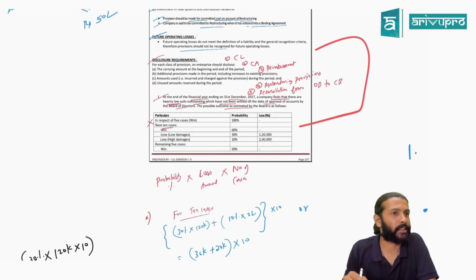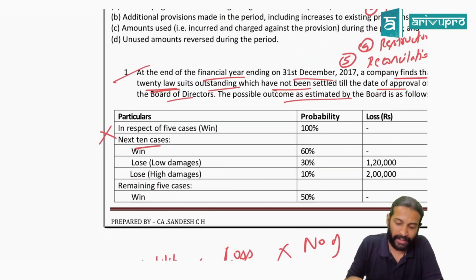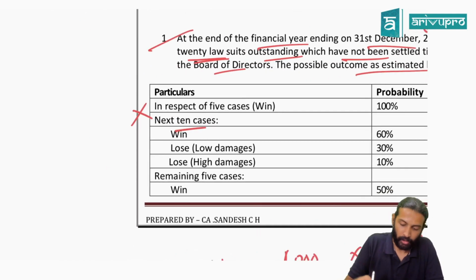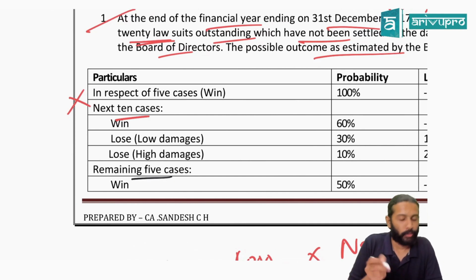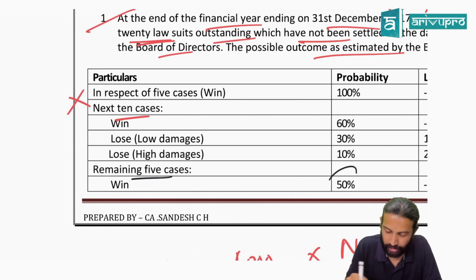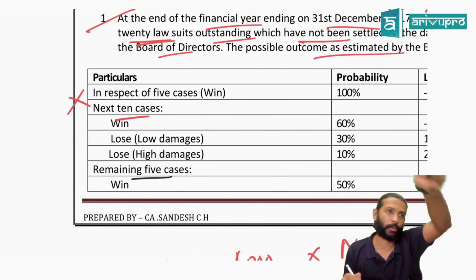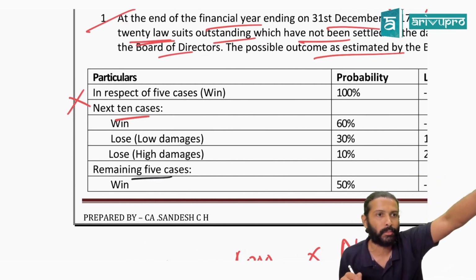Next, can I read it further then? We have 20 cases. For the first 5 cases we have done, for the next 10 cases we have done. So we have the remaining 5 cases. What is the win percentage? 50%. There is a 50% chance that we will win the case, and there is a 50% chance that we will lose the case also.